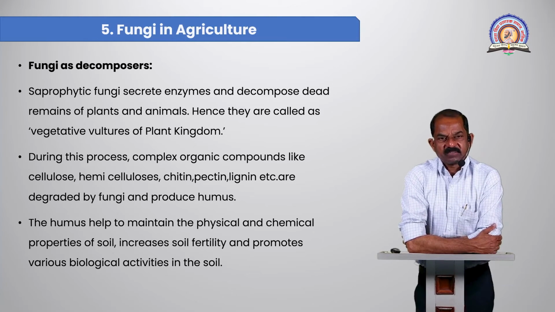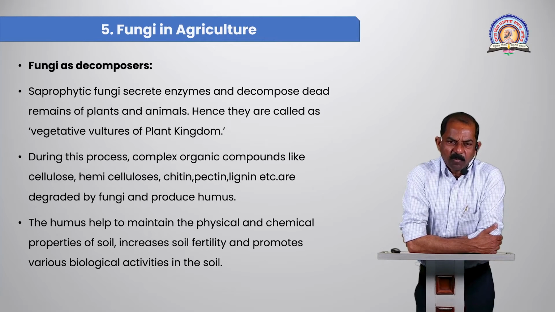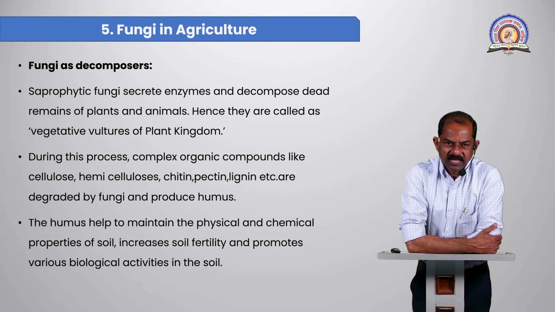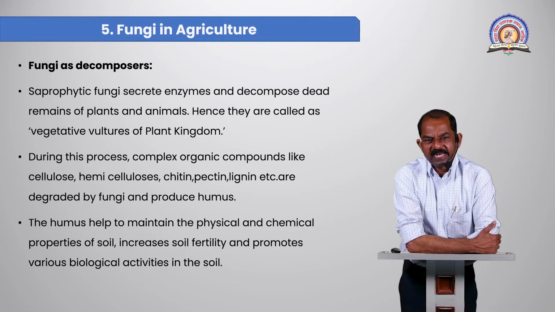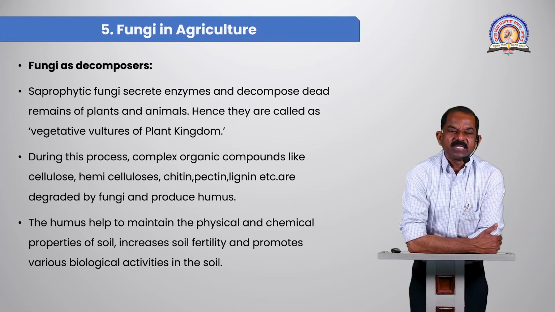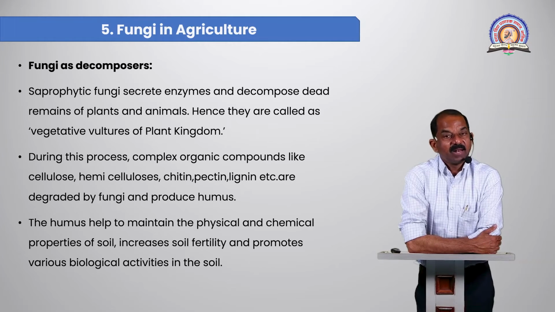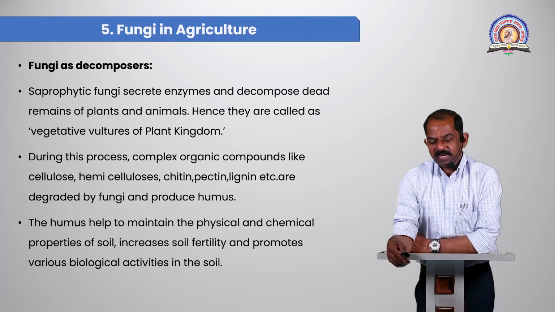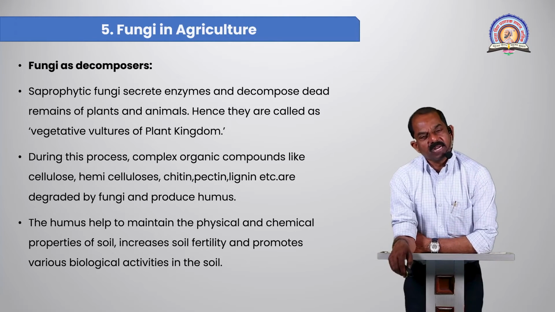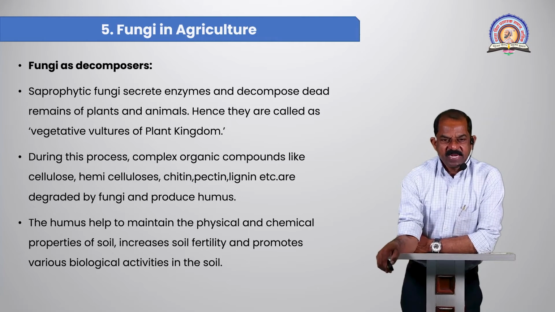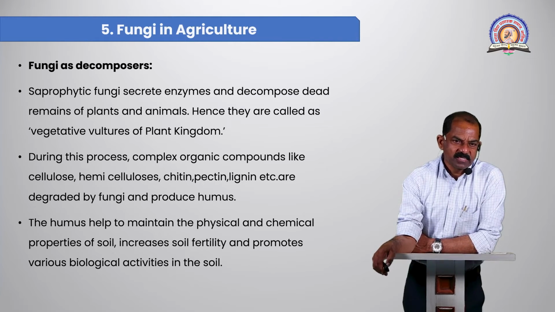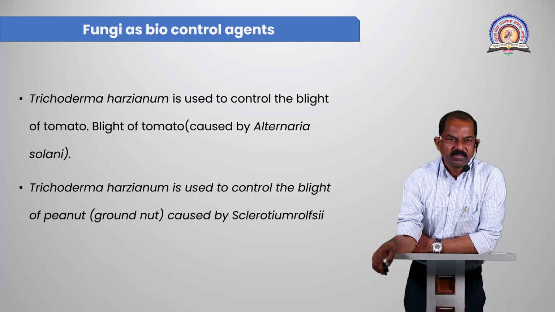During this decomposer process, complex organic compounds like cellulose, hemicelluloses, chitin, pectins and lignins, which are present in the plant residue, are degraded by the fungi and produce humus. The humus helps to maintain the physical and chemical properties of the soil, increases the fertility of the soil, and promotes the various biological activities of the soil. So fungi play an important role in agriculture through the formation of humus.